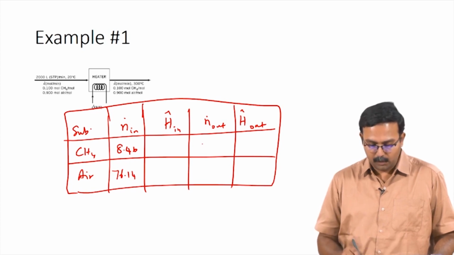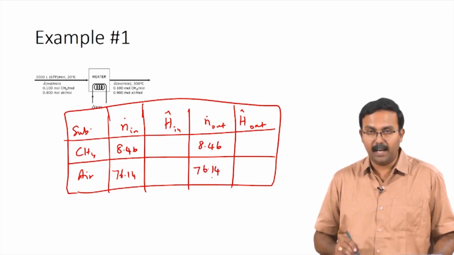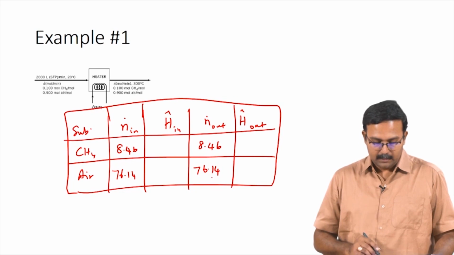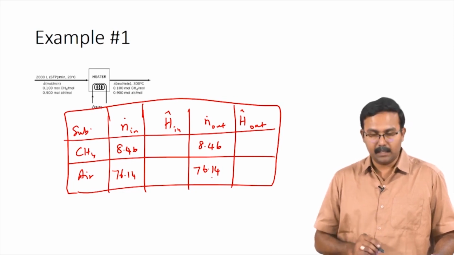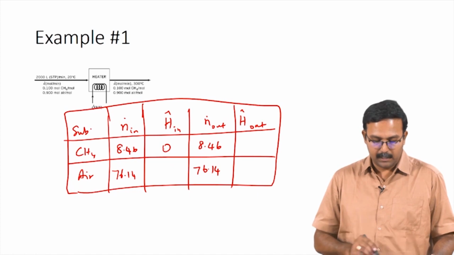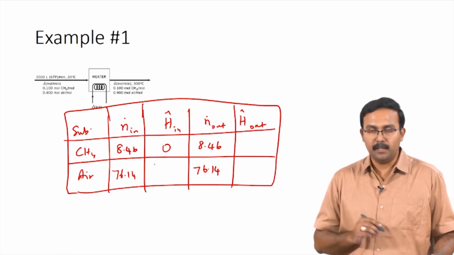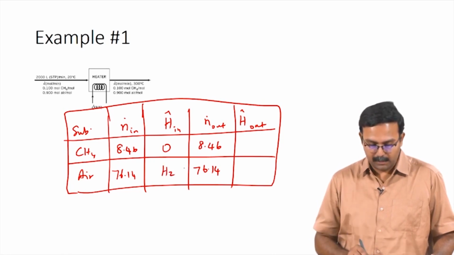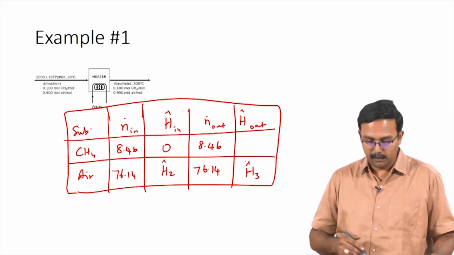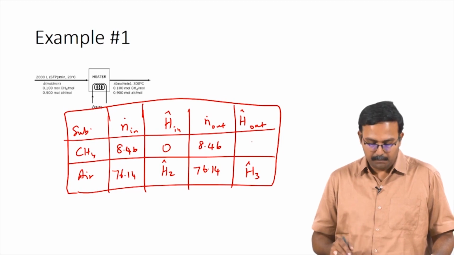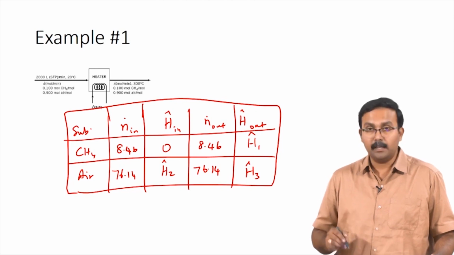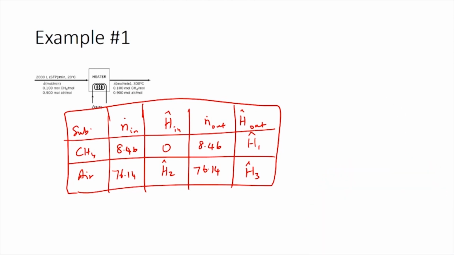The outlet condition would also be the same, with 8.46 moles of methane and 76.14 moles of air leaving the system. Our reference state for methane was the inlet condition, which means the enthalpy of the inlet methane would be 0. Our reference state for air was different from the inlet and the outlet conditions, so both these values would need to be calculated. However, we have a table, so we can directly look them up. The outlet condition for methane has to still be calculated. So, we have to calculate 3 enthalpies, out of which 2 can actually be looked up from tables.